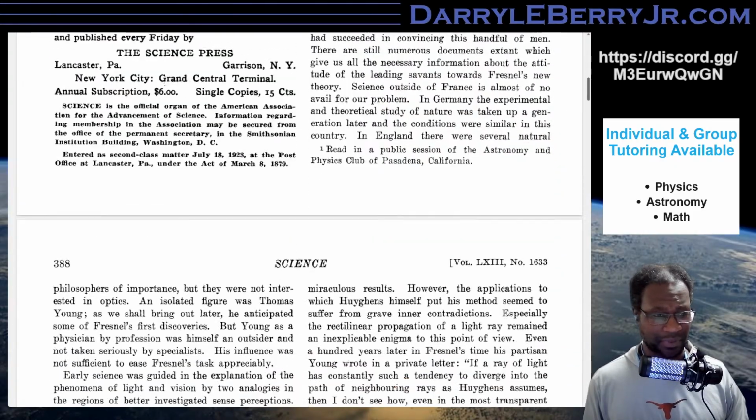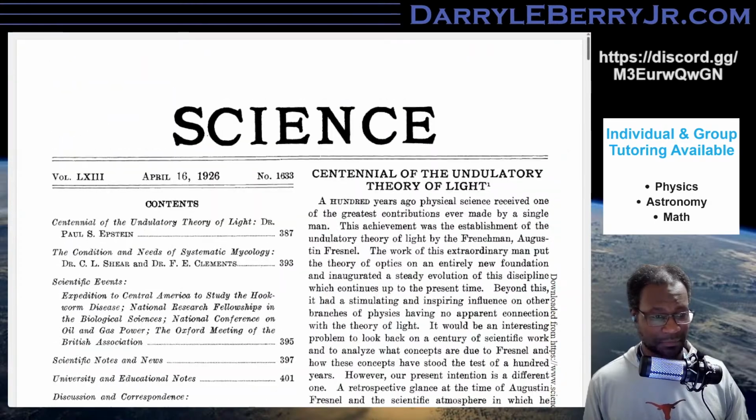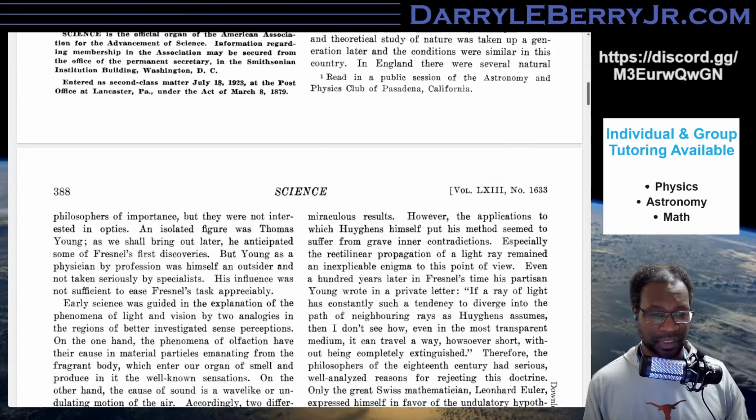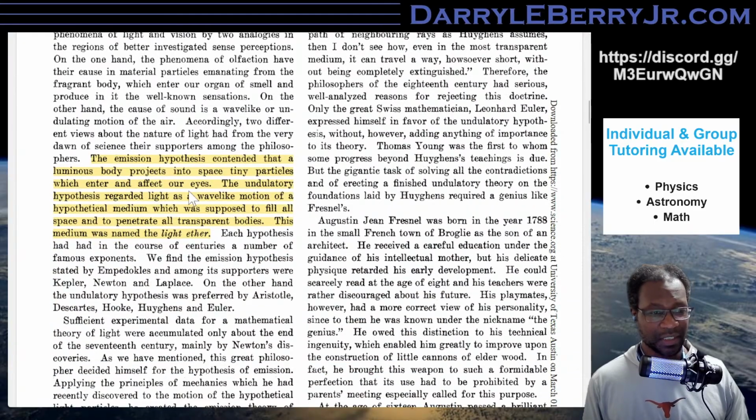So we look at this paper, it basically mentions it. This is by Paul Epstein, Centennial of the Undulatory Theory of Light. The emission hypothesis contended that a luminous body projects into space tiny particles which enter and affect our eyes. The undulatory hypothesis regards light as a wave-like motion of a hypothetical medium, which was supposed to fill all space and to penetrate all transparent bodies. This medium was named the light ether.